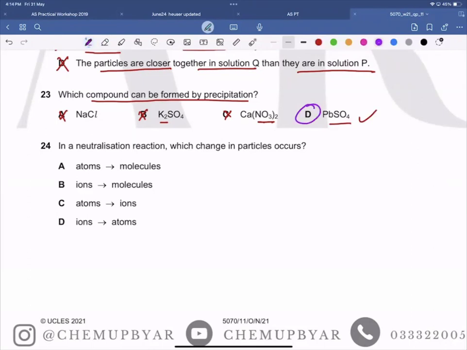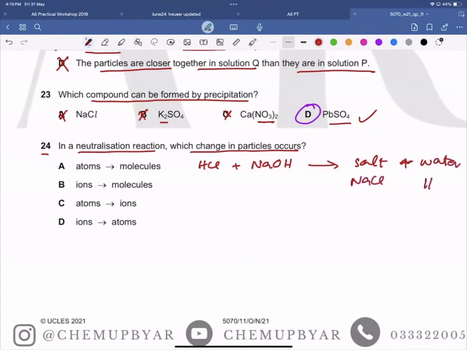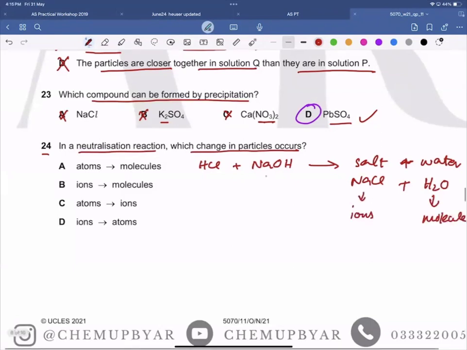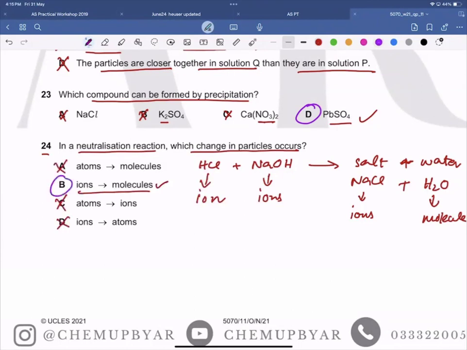Yes, very good, Zainab. Now, question number 24. In a neutralization reaction, which changes in particles occur? Okay, in neutralization, we have, for example, an acid and a base forming salt and water, right? So the salt is NaCl and water is H2O. If you see, water is a molecule, right? But when I talk about this, this one has ions in it, and this one has ions in it. So from ions to molecule is the correct answer. So A, C, and D go wrong, and B is the correct answer.